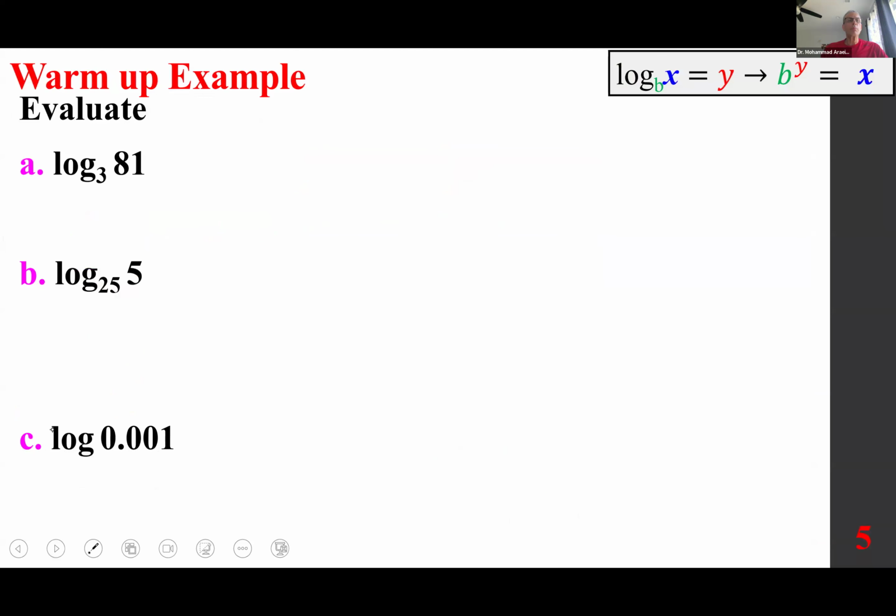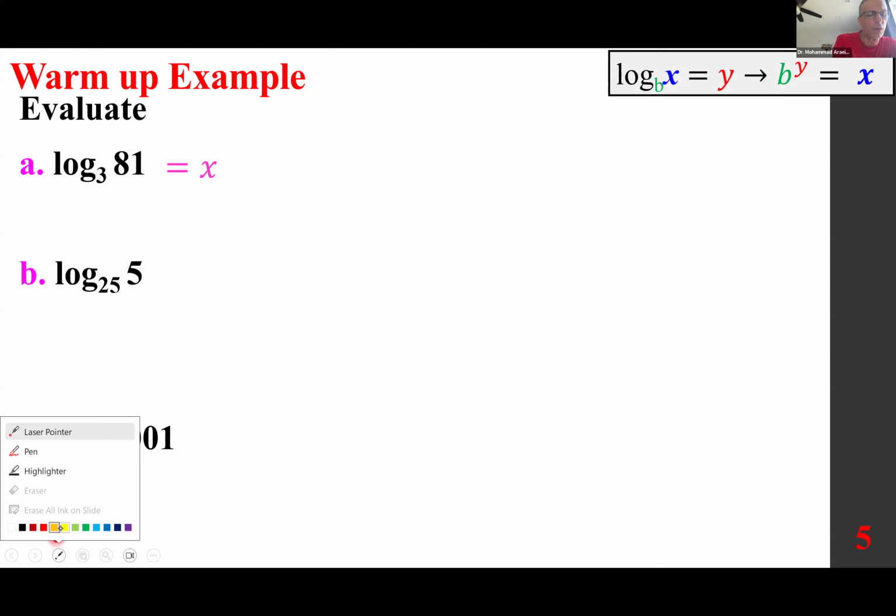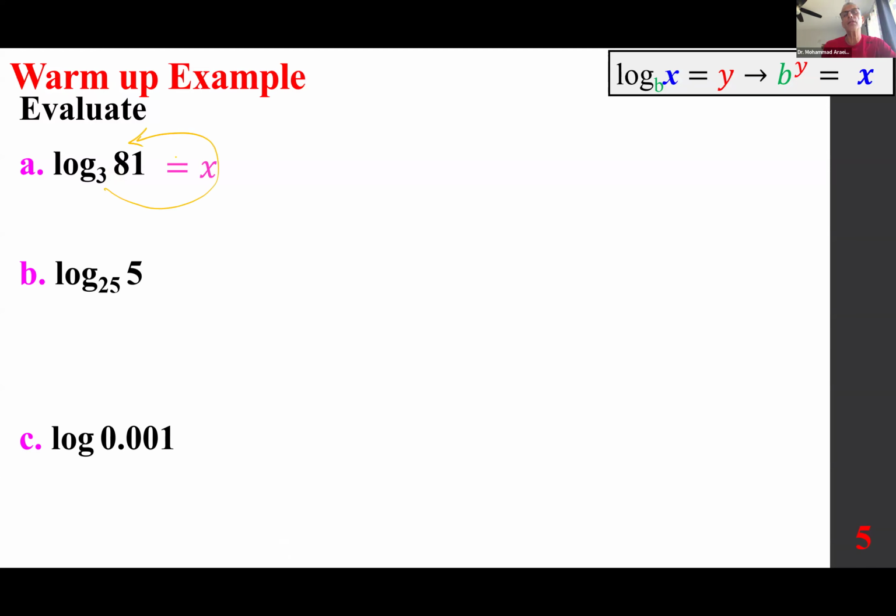Now, let's look at the warm-up example. We want to evaluate the following. And how did we do it in algebra? Let's say we have no idea. We're going to say it's x, and we're going to go with the definition of a log and write it in exponential format. 3 to the power of x is 81. And we all know 81 is 3 to the power of 4. Therefore, the answer must be 4.